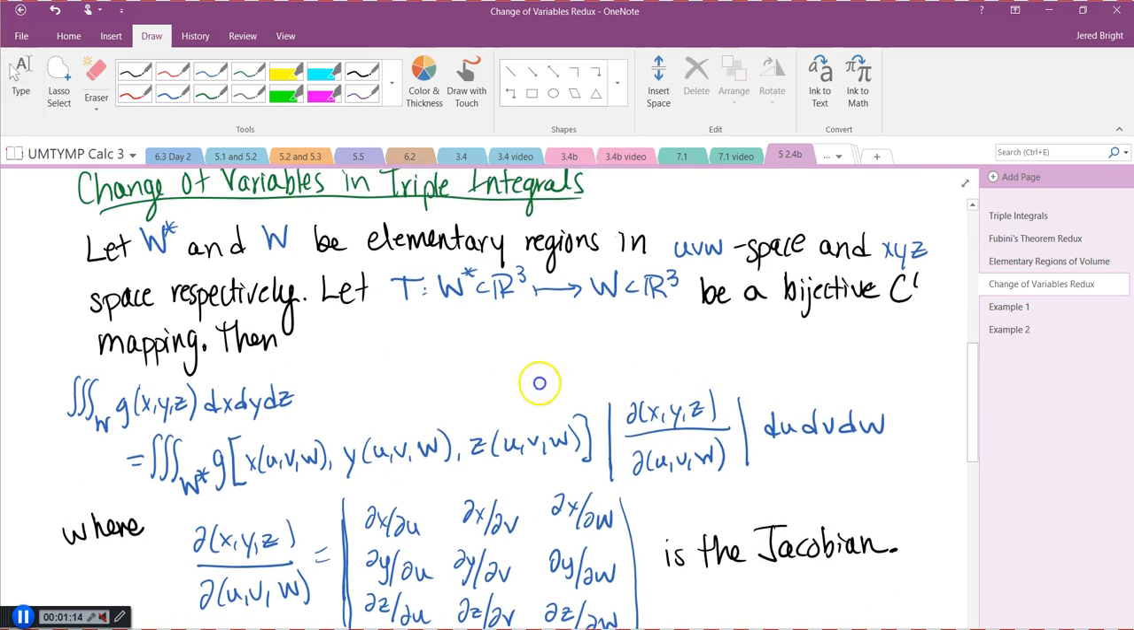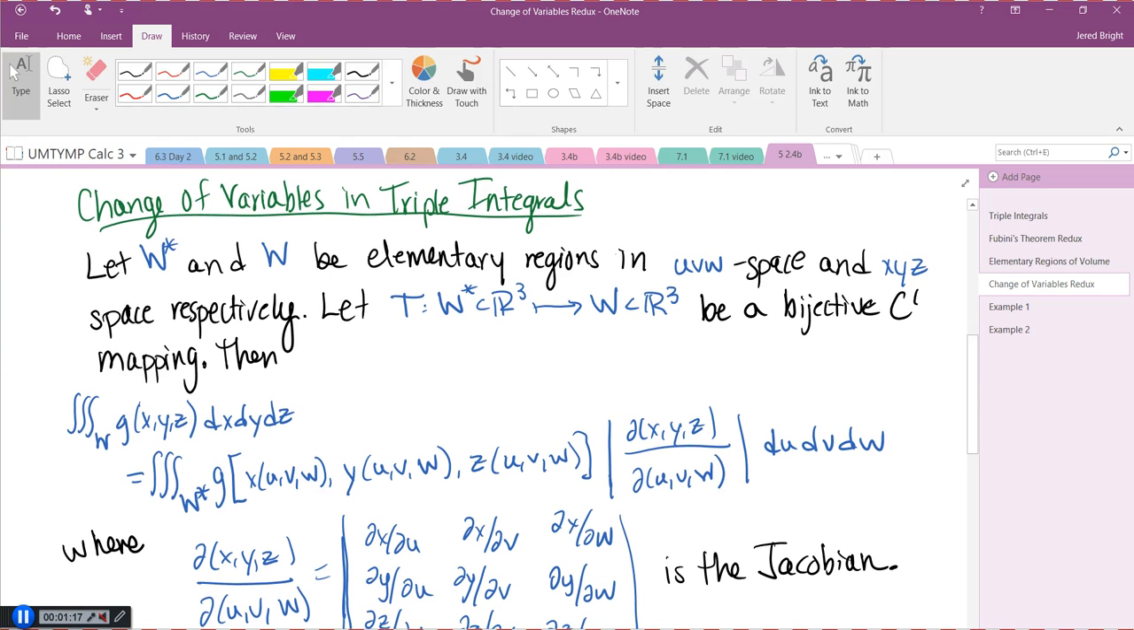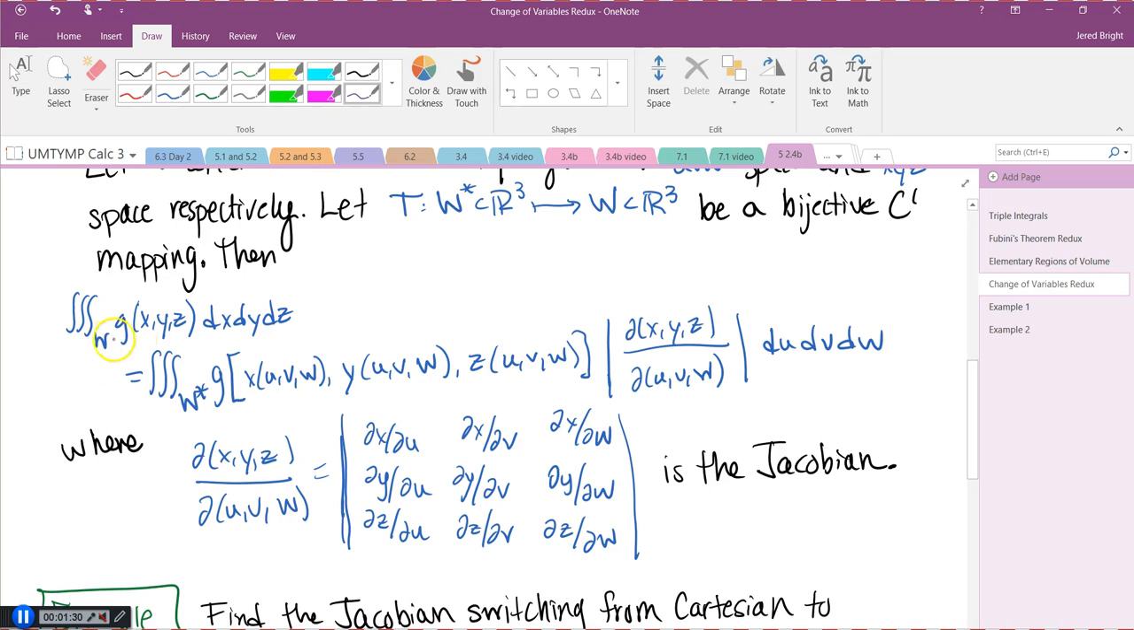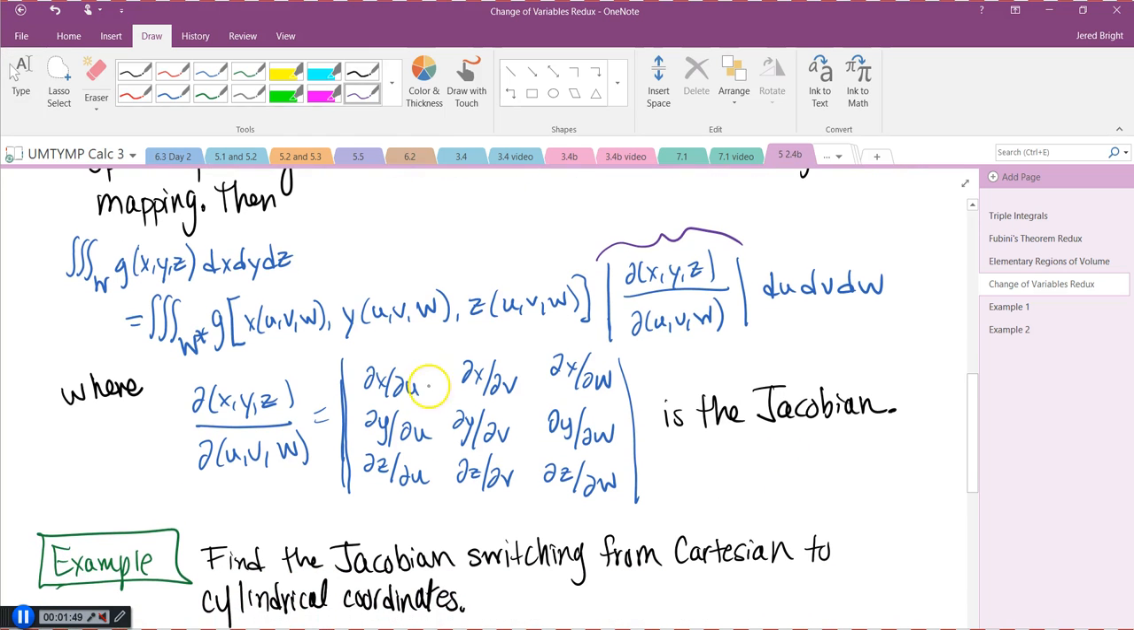So W and W star. W star is over in the UVW space, W is in the XYZ space, and then we say, well, the notation is hell, but we'll just deal with it. G over domain W, and then again, same sort of thing. We just stick the parameterization that we have for X, Y, and Z in terms of U, V, and W in, and then we have this expansion factor. And that expansion factor is actually just a Jacobian. So again, all the matrix of partials, and we find the determinant, and we go on with our life.